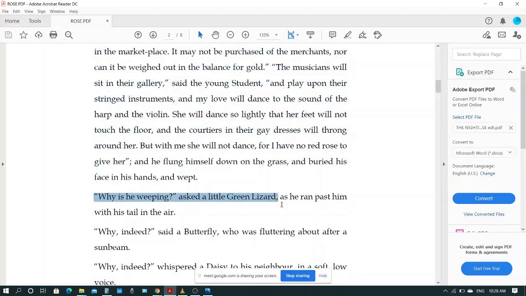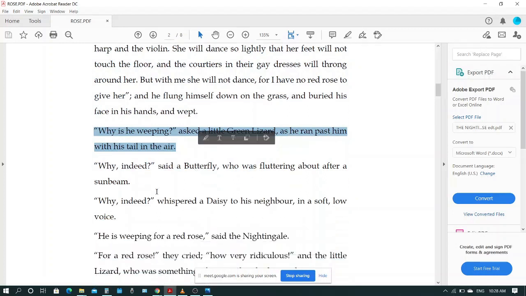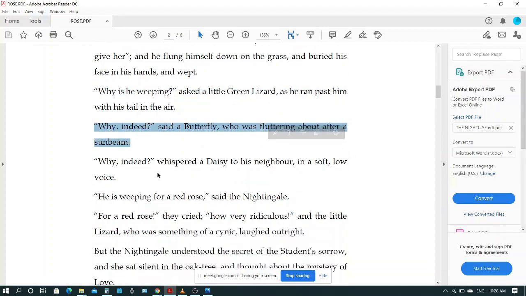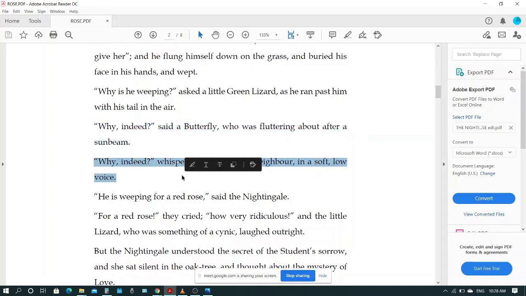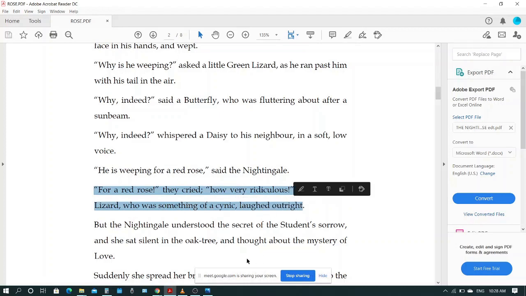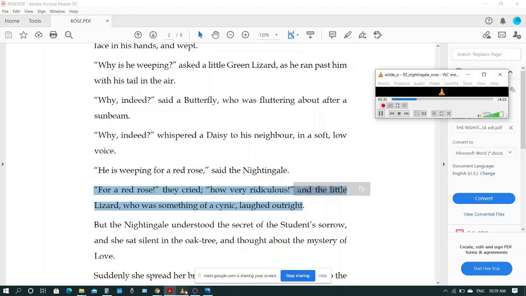"Why is he weeping?" asked a little green lizard, as he ran past him with his tail in the air. "Why indeed?" said a butterfly, who was fluttering about after a sunbeam. "Why indeed?" whispered a daisy to his neighbour in a soft, low voice. "He is weeping for a red rose," said the nightingale. "For a red rose!" they cried. "How very ridiculous!" And the little lizard, who was something of a cynic, laughed outright. But the nightingale understood the secret of the student's sorrow.